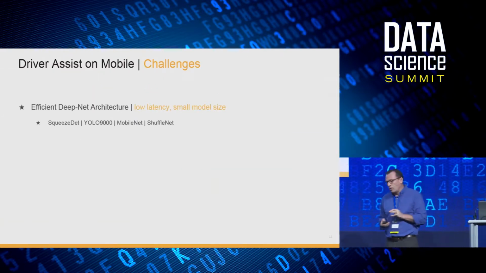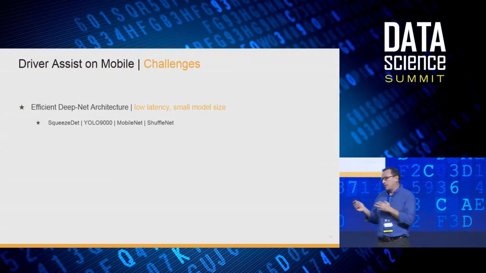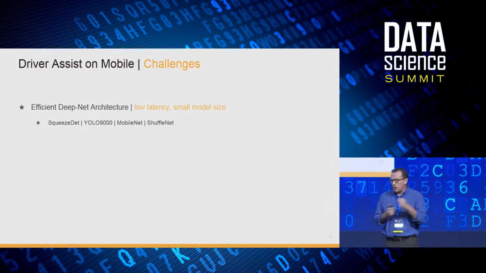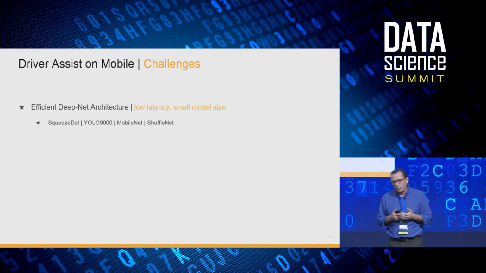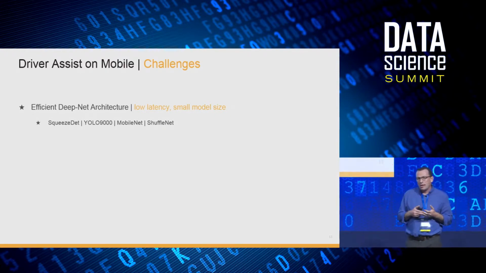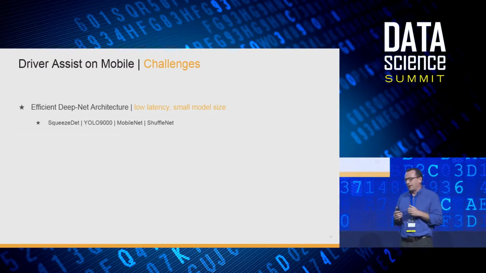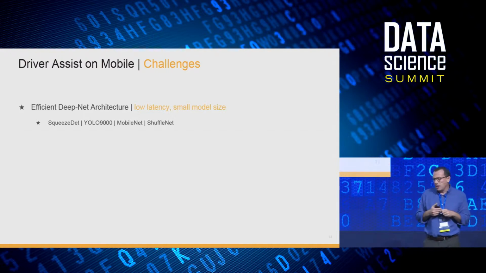Okay, so when you want to take these models and run them on the phone to generate safety warnings, there are multiple challenges that you need to address. One key challenge is that you need to have an efficient deep learning network architecture. Because the phone has limited compute power and limited memory, you have to have an architecture that takes that into account. So you cannot just take off-the-shelf algorithms and run them.